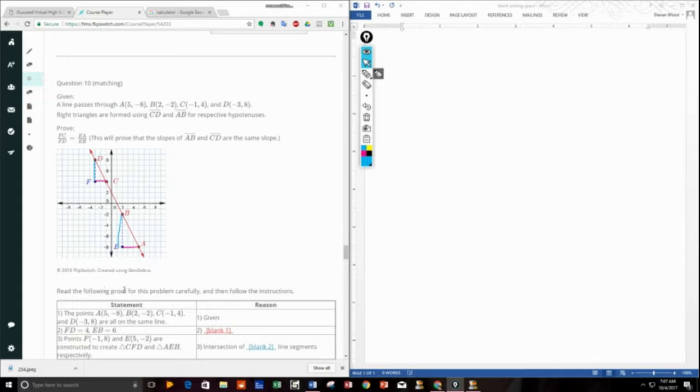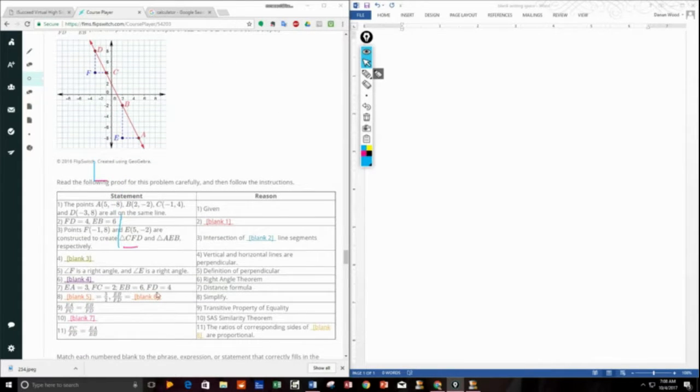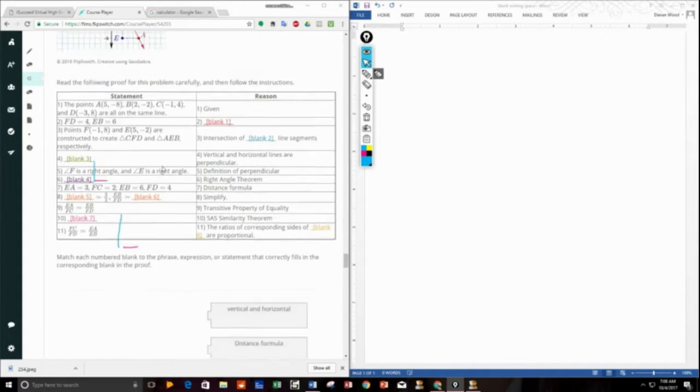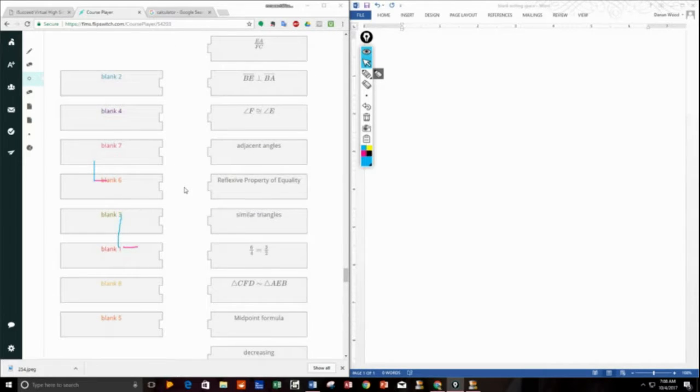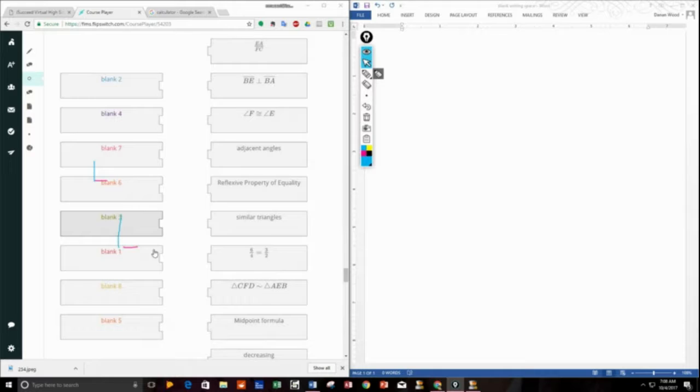Alright, read the following proof for this problem carefully and then follow the instructions. So the points A (5, -8), B (2, -2), C (-1, 4), and D (-3, 8) are all on the same line. That is given. FD is equal to 4, EB is equal to 6, blank 1. Well, FD, they found that distance. So blank 1, I'm going to look for the distance formula.